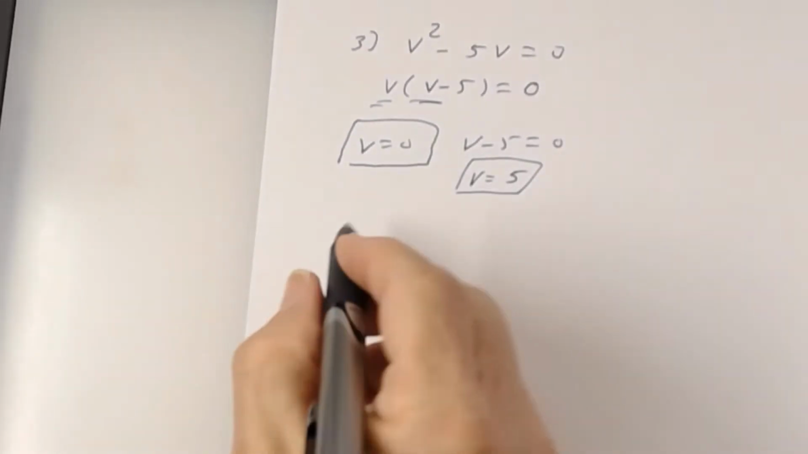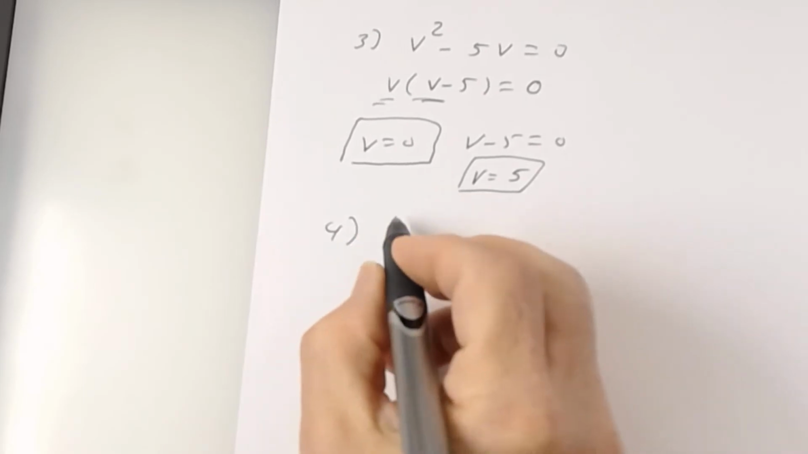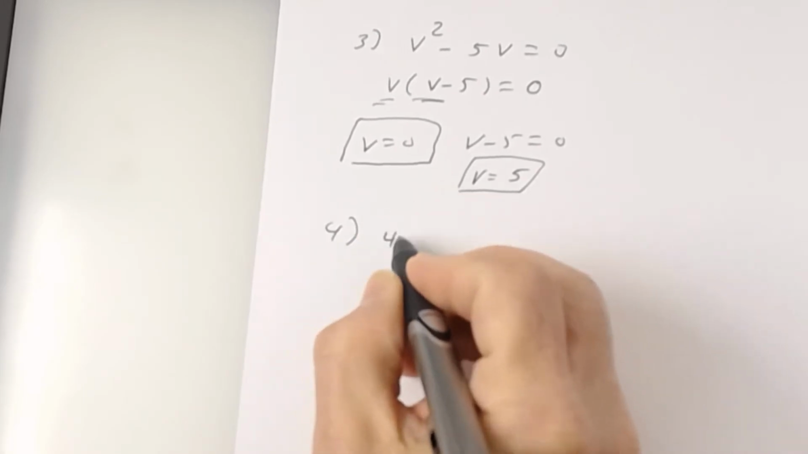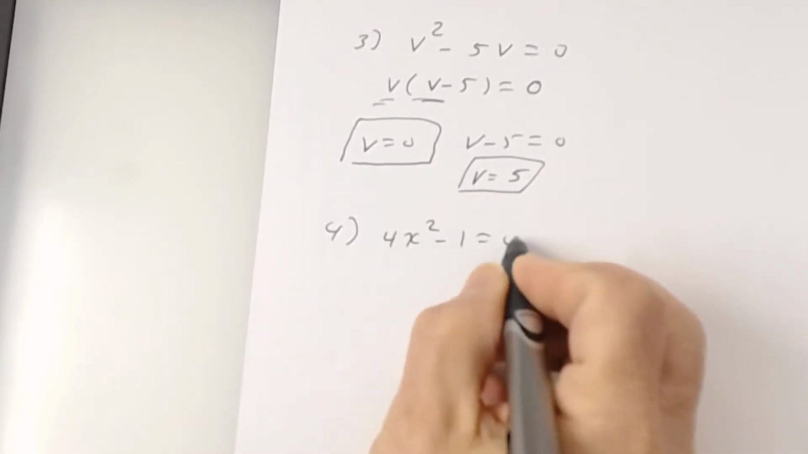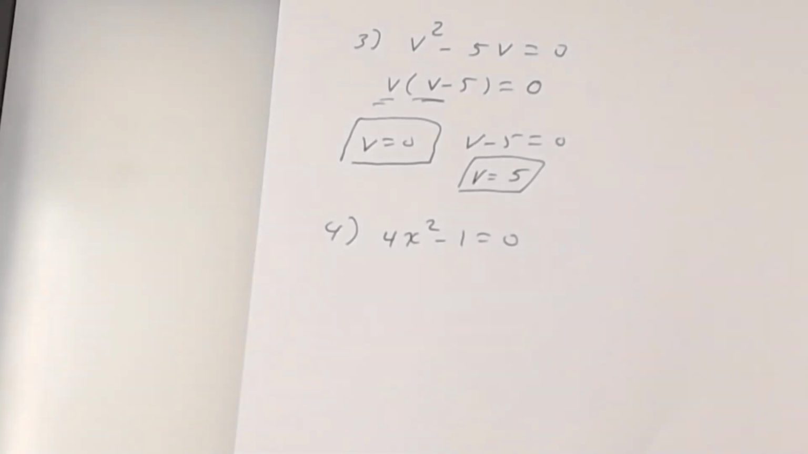Okay, number 4. What if you had this? Is this in general form? Yes. Everything's on one side, zeros on the other. And it's in descending order. But how do you factor this? Do you remember? What is that? How are you going to factor this?